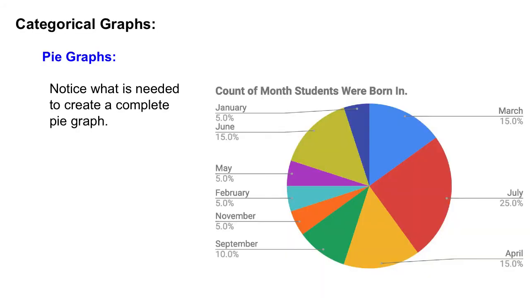Let's talk about pie graphs. Let's start by noticing what we need in order to complete a pie graph. So the first thing that we need is a title.